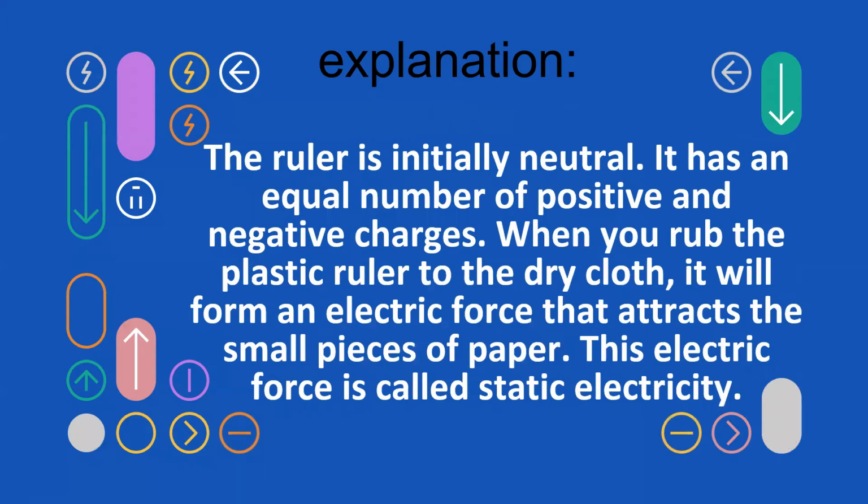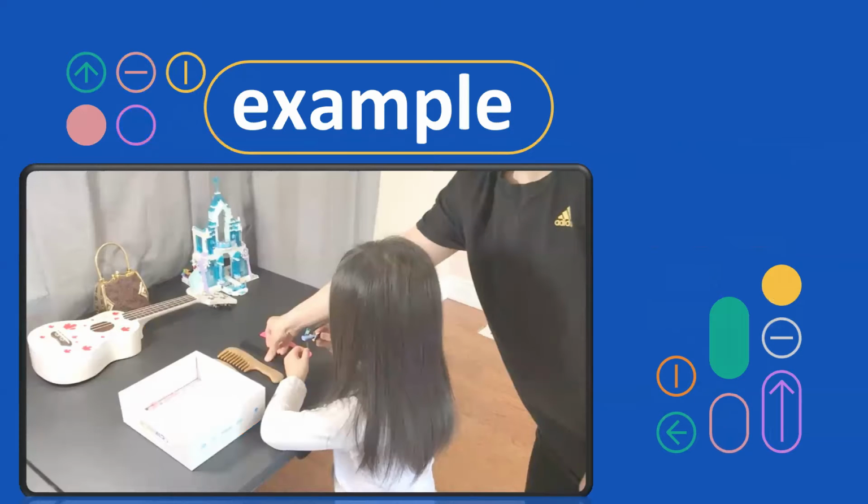The explanation behind this is the ruler is initially neutral. It has an equal number of positive and negative charges. When you rub the plastic ruler to the dry cloth, it will form an electric force that attracts the small pieces of paper. This electric force is called static electricity.